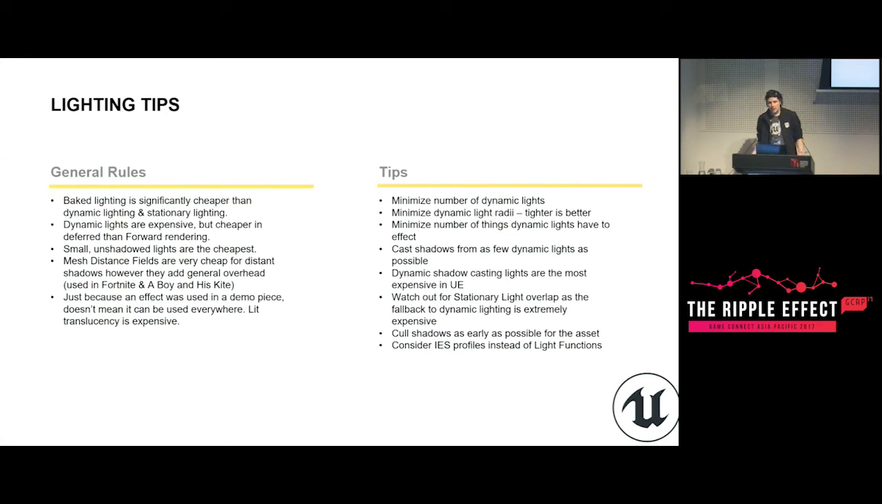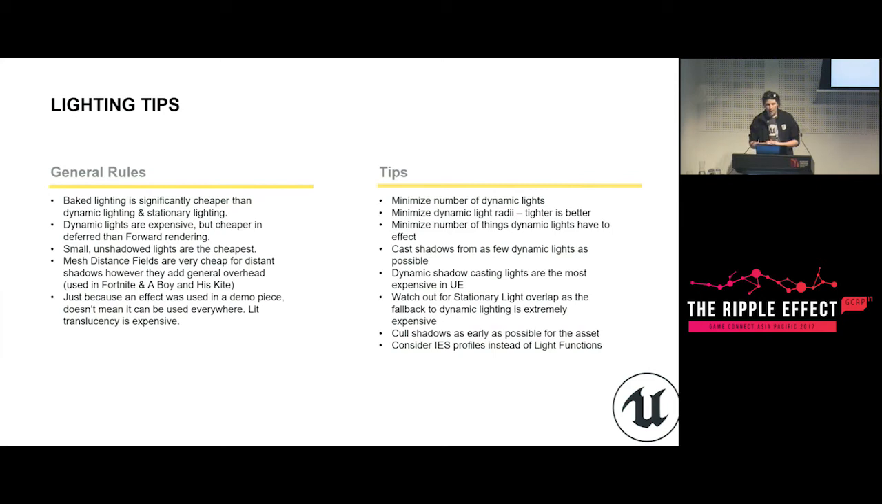Just general tips as far as lighting are concerned. Minimize the number of dynamic lights that you have. Wherever possible, just disable shadows on them if you don't need them. Minimize the actual radius of them, so the more you can shrink them down, the better. The dynamic shadow casting lights are the most expensive in UE, so if you can cut back on that, you should.